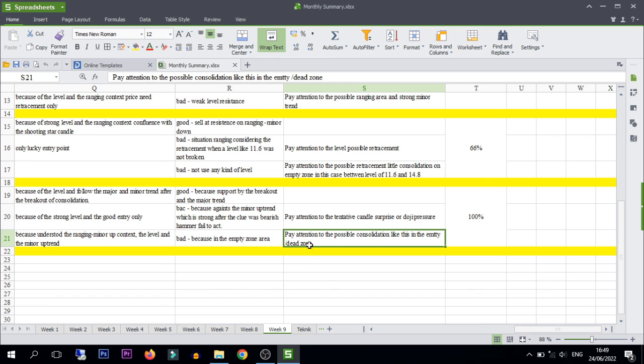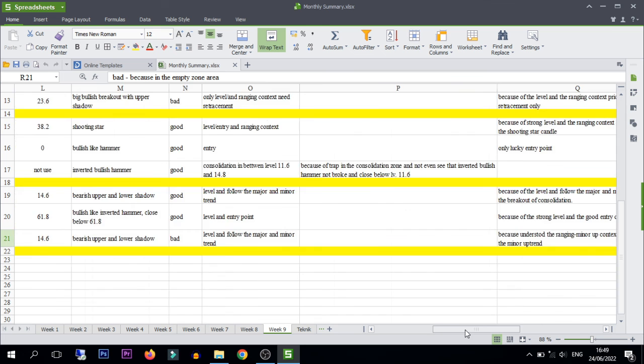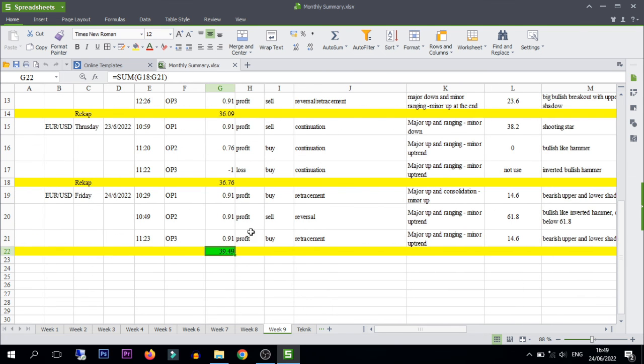And then number 3, pay attention to the possible consolidation like this in the entry dead zone. Okay, so that was the summary, and then it's still green. Okay, it's still good.